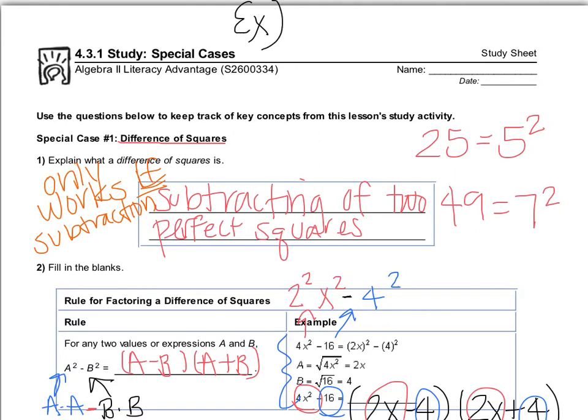So for example, what you could not have is x squared plus 49. Yes, it has two terms. Yes, they're both perfect squares, but because this has a plus sign in it, it cannot be factored, and something in math that cannot be factored is prime. Okay, so this only works if there is a minus sign in the middle.